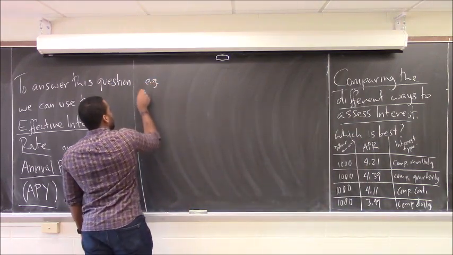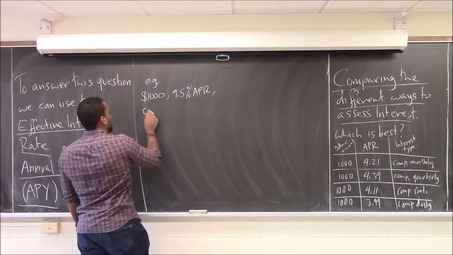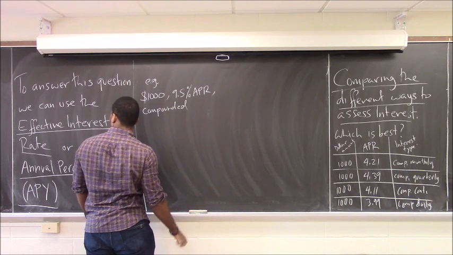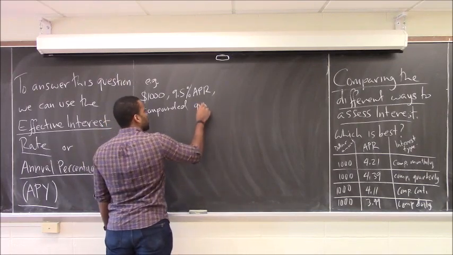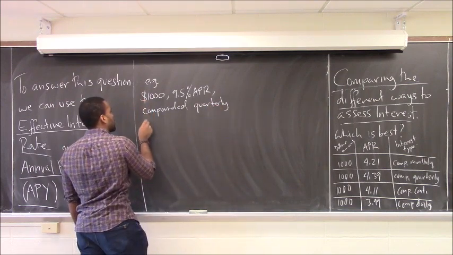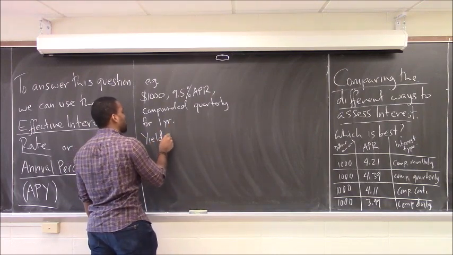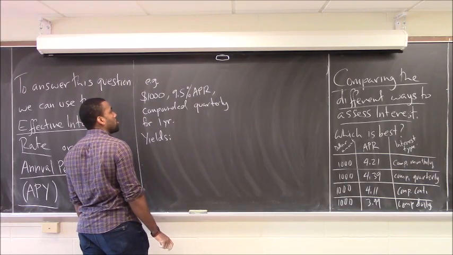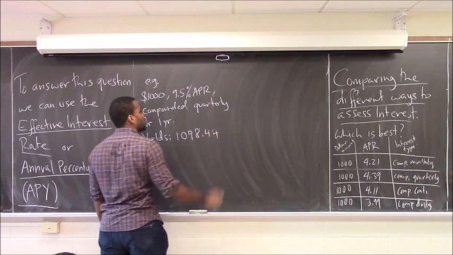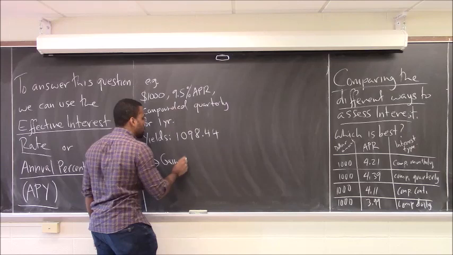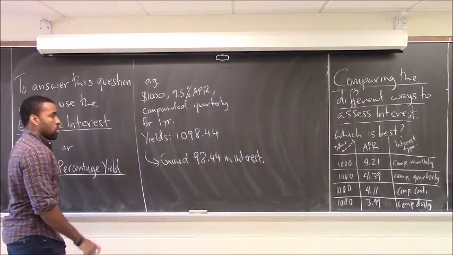So, example, let's look at one that we looked at before. $1,000, 9.5% APR compounded. What did we do? Did we do quarterly for 1 year? Yeah, we did that quarterly for 1 year. What did it end up with? $1,098.44. Okay, so this means we gained $98.44 in interest, right? Over 1 year.